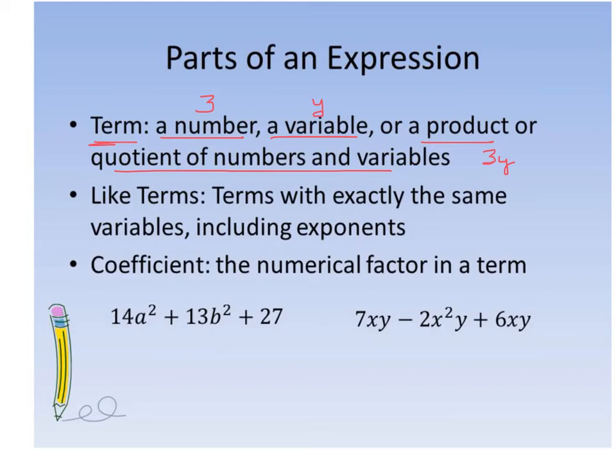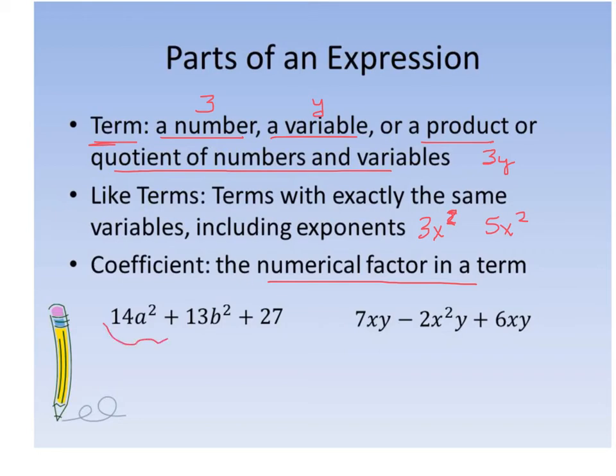So like terms are terms with the same variables, including exponents. So 3x squared and 5x squared are like terms because they have the same variables with exponents. Okay, and remember you can only combine like terms, meaning you can only add and subtract like terms together. And the coefficient is the numerical part of the term. Okay, so let's look at these two examples.